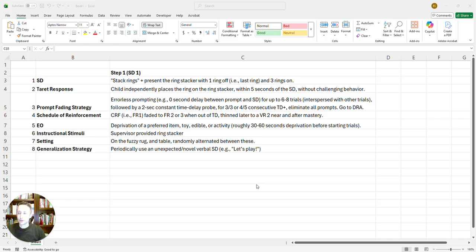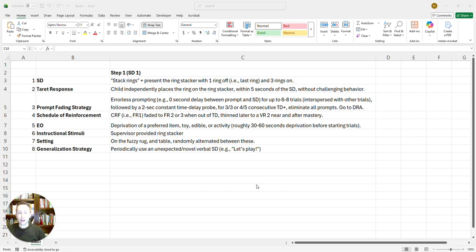All right, let's look at schedule of reinforcement. So the CRF is a continuous reinforcement schedule, or FR1, fixed ratio 1, initially when the skill is being taught or introduced in errorless prompting. Why? Because you want a high, dense rate of reinforcement, a strong correlation. Then faded to FR2 or 3. That's a fixed ratio 2 or 3 schedule of reinforcement. That means for every 2 correct responses you reinforce, or every 3 correct responses you reinforce, once they get out of time delay.